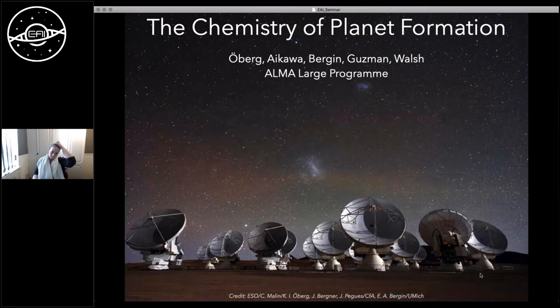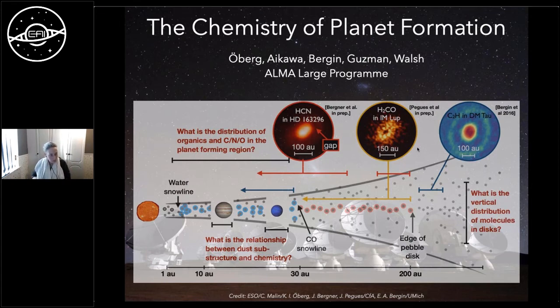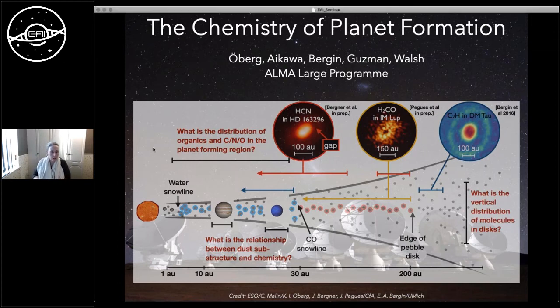So these were kind of our little cartoon of our different aims. 130 hours of ALMA gives you a lot of information, a lot of data, of course, but our motivation was looking at things like the distribution of organics and also the elemental ratios that we have, especially in the planet forming region, a region that traditionally we could not get to with previous facilities.